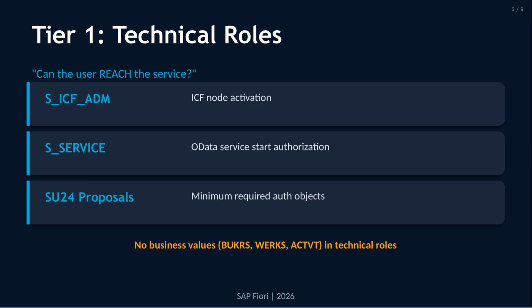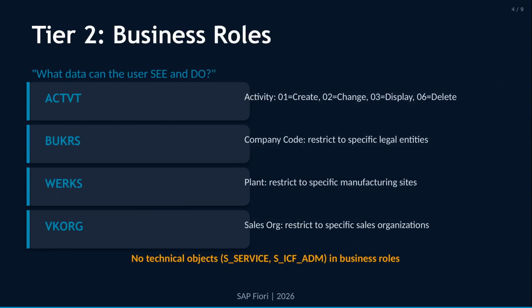The critical rule: technical roles contain technical access. No company codes, no plant codes, no activity restrictions, just "can you reach the service?" The second tier is the business role. This is where your functional consultants define the transactions and access the user can access and the activities they can perform. Business roles contain authorization objects with specific field values.